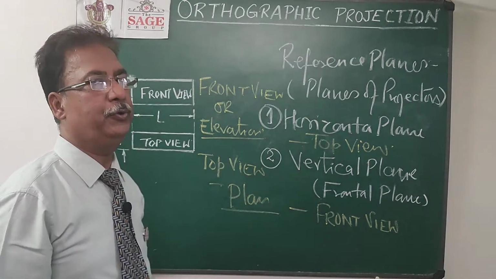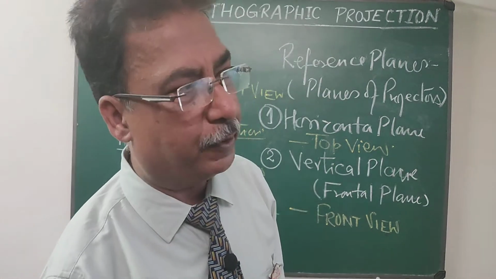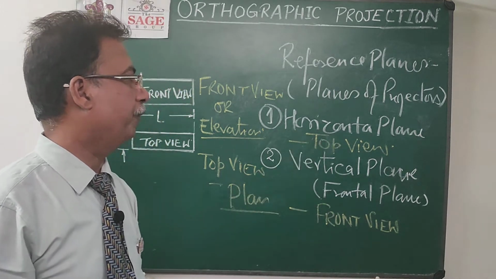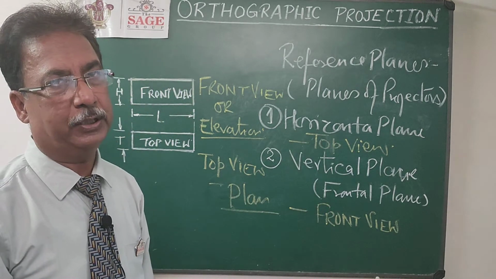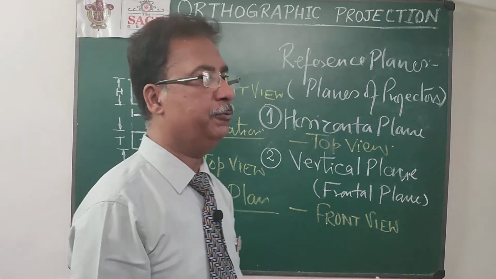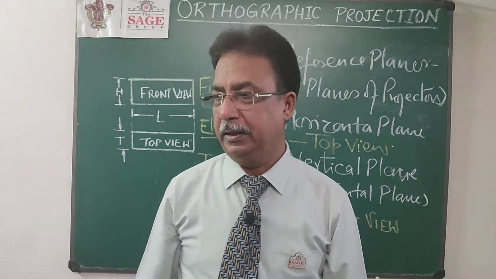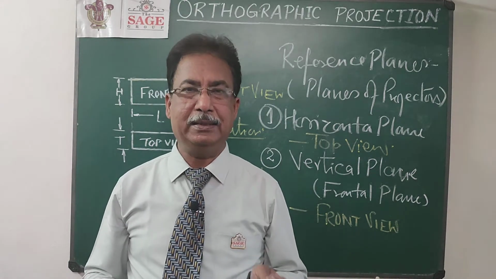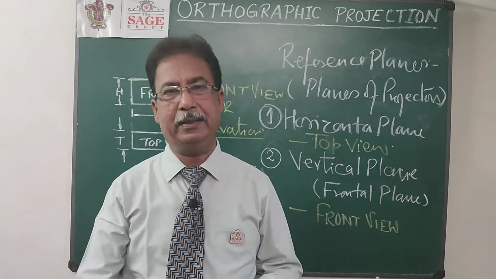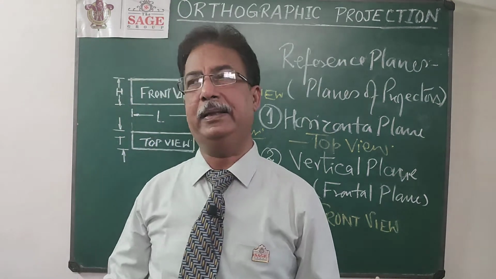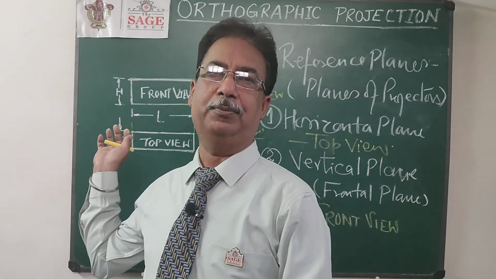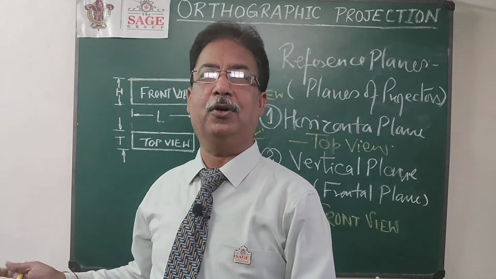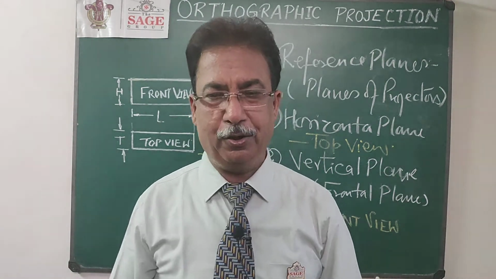So the two basic views which we will draw are the front view, which will be drawn on the vertical plane, and the top view, which will be drawn on the horizontal plane. So these are our two reference planes, and as you know, these two reference planes are perpendicular to each other, but their size is not fixed. Actually, the horizontal plane will be on this side of the vertical plane, and also on the opposite side of the vertical plane. In the same way, the vertical plane will be on the upside of the horizontal plane and also below the horizontal plane.